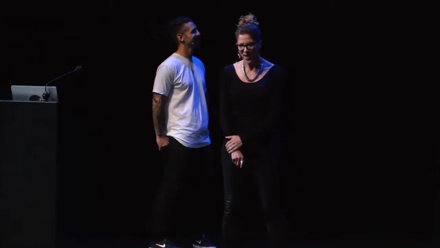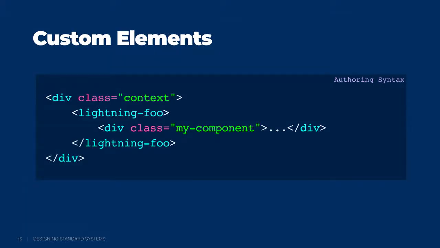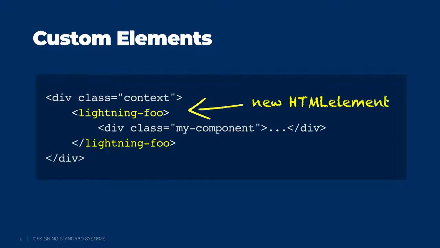You'll want to use a name that is unique to you, so guess what Salesforce uses? Lightning, because we call everything Lightning. Anyway, if you're using multiple words, you'll want to use dashes. You can't use spaces or underscores. And in our example, you can see we're opening with a div that has a class called context. And then, following that, we've created our custom element. It's called Lightning Foo. And you have to register this new element so that the browser knows that it exists.